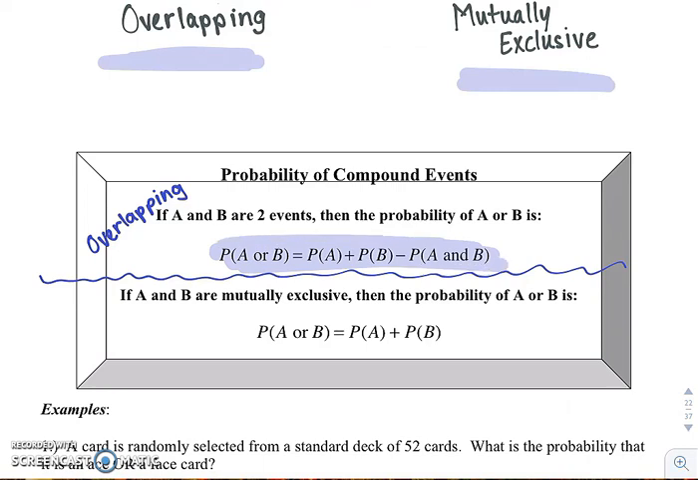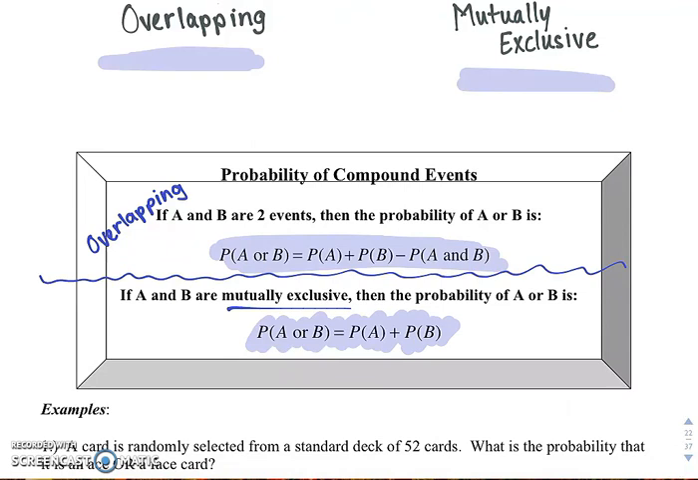So we want to exclude the overlap because we just want A or B. We don't want A and B, we want one or the other. Now the other option is if they are mutually exclusive. If they're mutually exclusive, there is no overlap, so there is nothing to subtract. In that case, to find the probability of A or B, you simply add the probability of A or B. Nothing to subtract because there's no overlap.